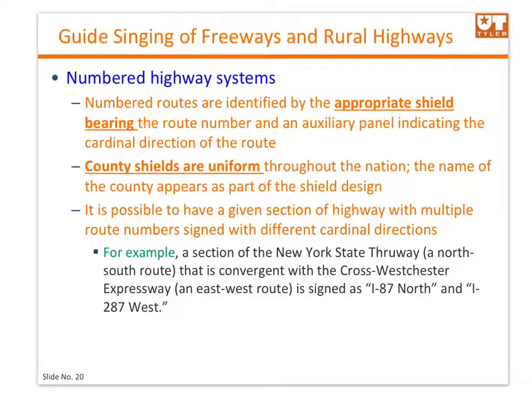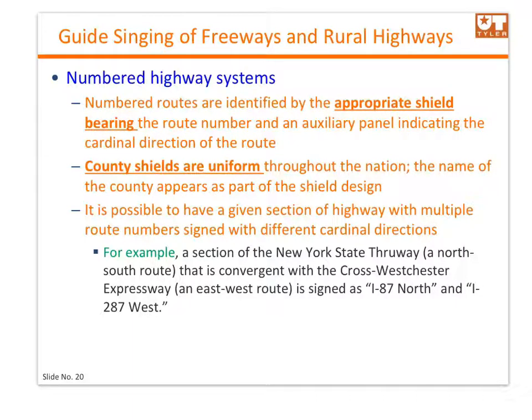Another important piece of information about the numbered highway systems: the numbered routes are identified by an appropriate shield bearing the route number, as well as an auxiliary panel indicating the cardinal direction of that route. When it comes to the county shields, those are pretty much uniform throughout the nation. The name of the county has to appear as part of the shield design. It's also possible to have a given section of highway with multiple route numbers signed with different cardinal directions.